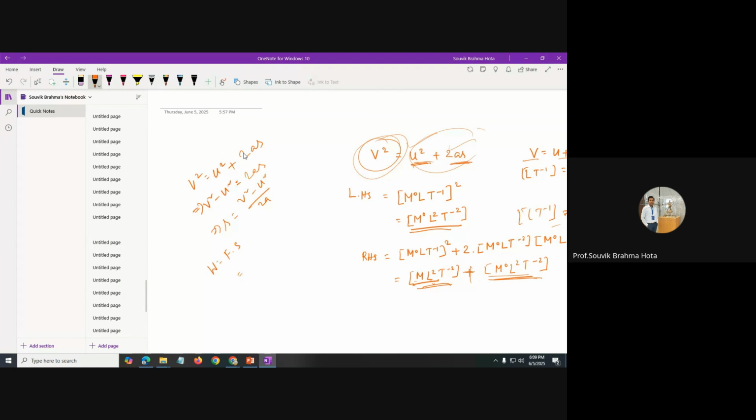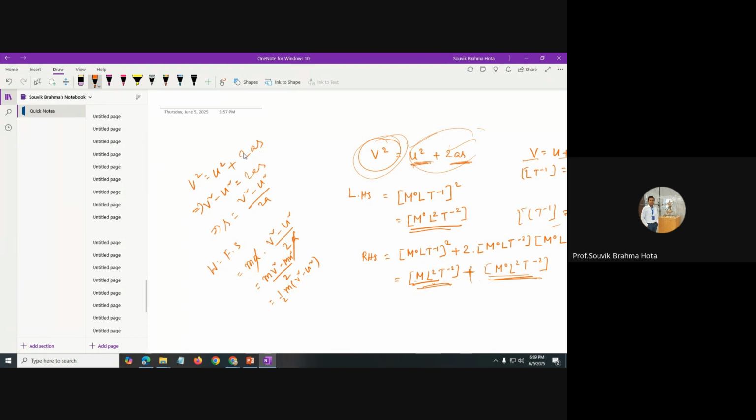So kinetic energy is equal to work done. F is what? Ma, Newton's second law, ma into S. S means (v square minus u square) by 2a. Now if you cancel out a, it will be m(v square minus u square) by 2. So simply you can write half m(v square minus u square). Now if you consider initial velocity to be 0, then it should be half mv square.